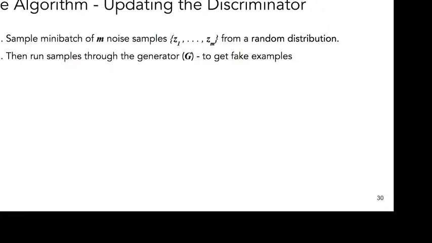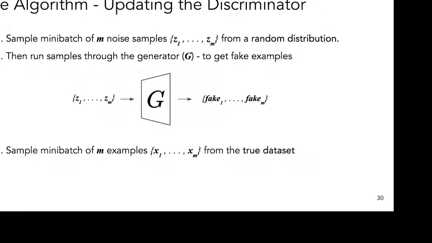Then you're going to take those samples that you made and run them through the generator. What that's doing is getting these fake examples. If this was for generating images, you would get fake images after this, because you just took these noise vectors and ran them through the generator. So we're taking these noise vectors, running them through the generator, and we end up with a whole mini batch of fake examples. Now the next thing we're going to do is sample a mini batch of, again, M examples from the true data set. So now we have our fake examples and our real examples.